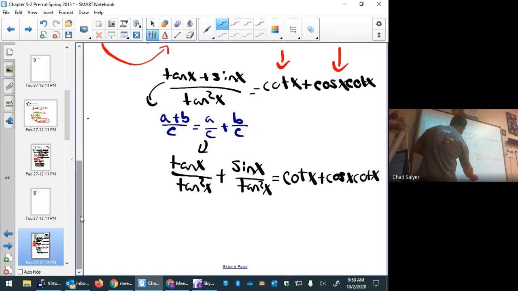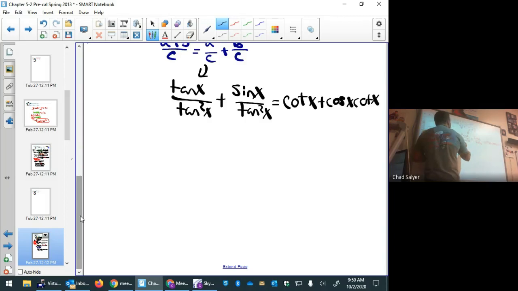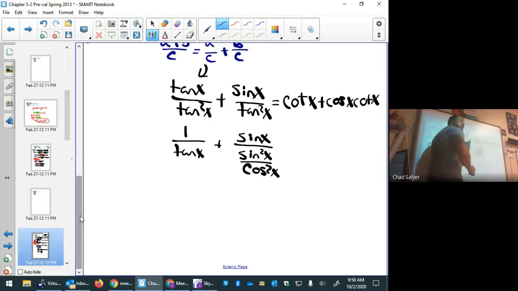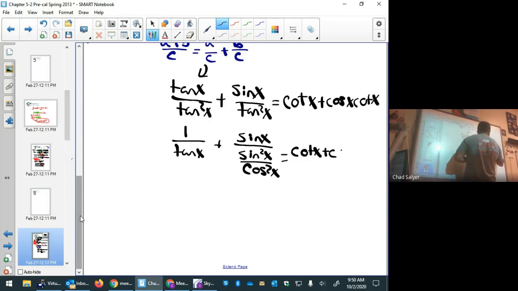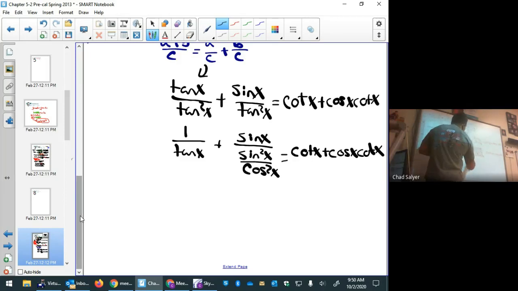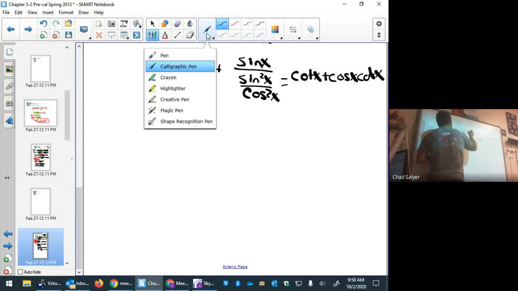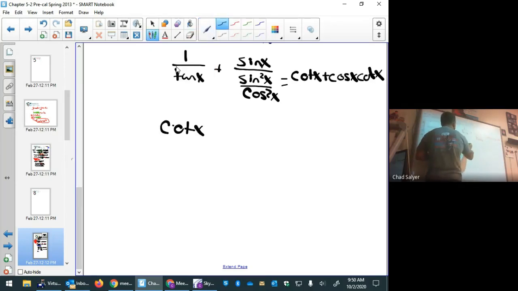I see the pathway. So this is going to cancel to be 1 over the tangent x. And over here, this is sine of x divided by, remember the tangent is the sine over the cosine. So cotangent x plus cosine x cotangent x is what we're trying to get to. So 1 over the tangent x is also the cotangent of x.